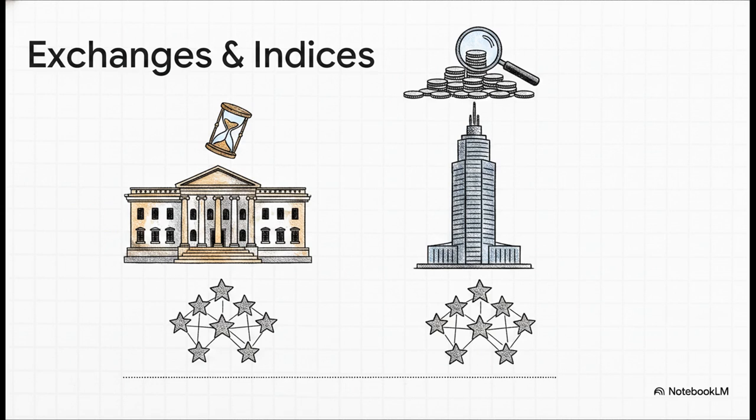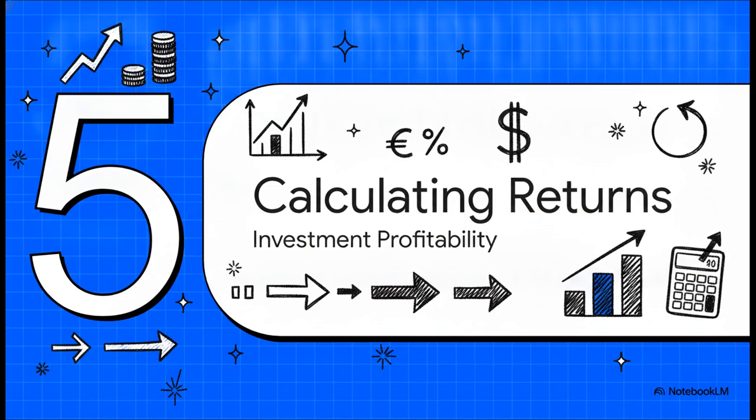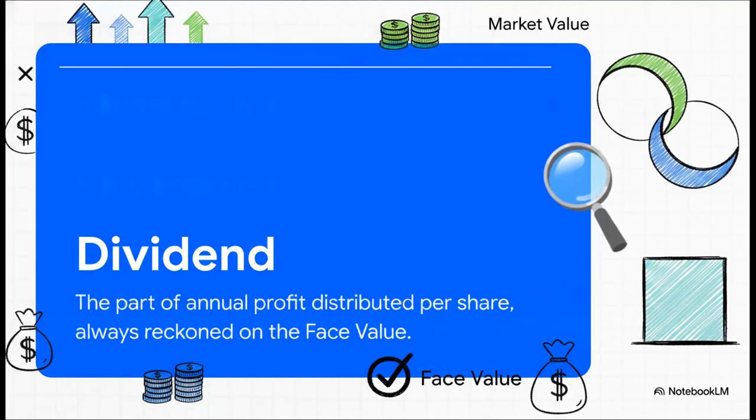And to quickly check the pulse of the market, we look at indices. The Sensex is the main barometer for the BSE. It tracks 30 highly secure, financially sound companies. The Nifty, meanwhile, tracks the top 50 companies over on the NSE. And finally, Section 5, Calculating Investment Returns. At the end of the day, we need to know the true profitability of our investments.